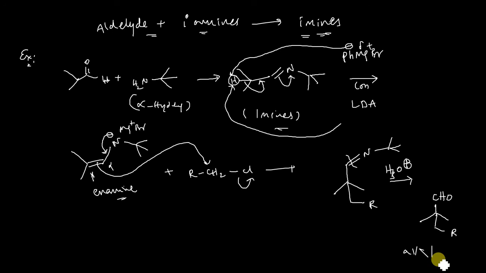So the imine formation from the primary amines and the carbonyl compounds is generally difficult to involve in this kind of enamine reaction, but that is also possible by converting this imine to enamine by treating it with either Grignard reagent or a strong base.